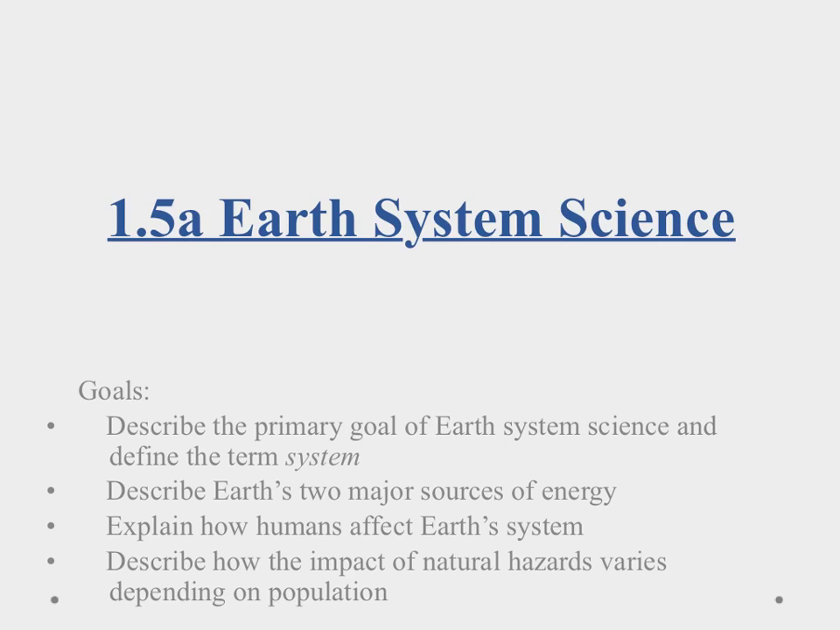The goals of this video are to describe the primary goal of Earth System Science and define what the term system is. We'll also describe the Earth's two major sources of energy. We'll explain how humans affect the Earth systems, and we'll describe how the impact of natural hazards varies depending on the population.